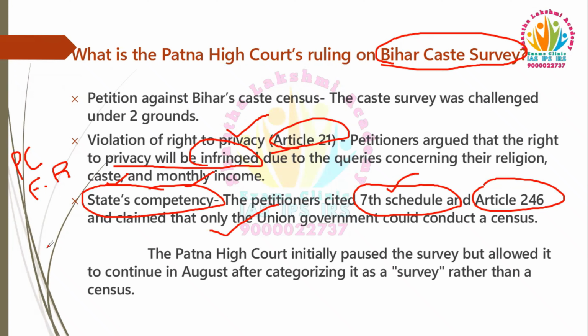For this, the Bihar government countered that under Entry 45 of the Concurrent List, the state is allowed to collect statistics for social and economic planning. The Patna High Court accepted the Bihar government's assurance that it was conducting a survey, not a census, and the Bihar government also assured that they have strong security measures and there was no risk of data leakage. So the Patna High Court upheld the legality of the Bihar caste survey.